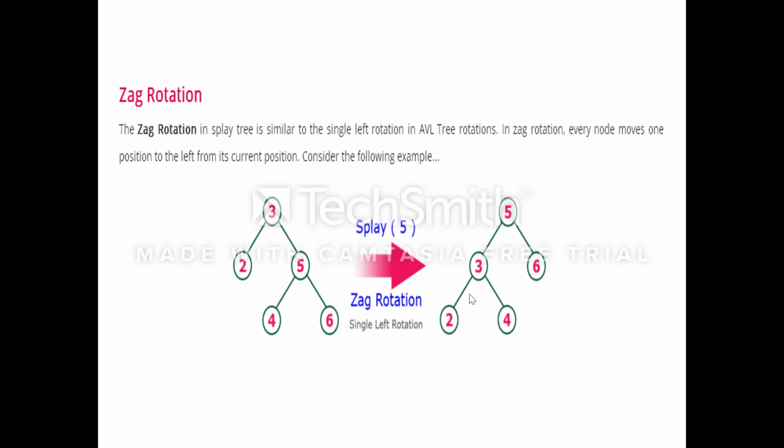Next rotation is zag rotation. It is the opposite of zig rotation. Zag rotation is similar to the single left rotation in AVL tree. So every node is moved one position to the left from its current position. Suppose in the given figure we want to splay node 5. In order to bring node 5 into the root node, you will have to perform one single left rotation. That is one single zag rotation, and node 5 will be the root node. All other elements will be rearranged using the binary search tree property.